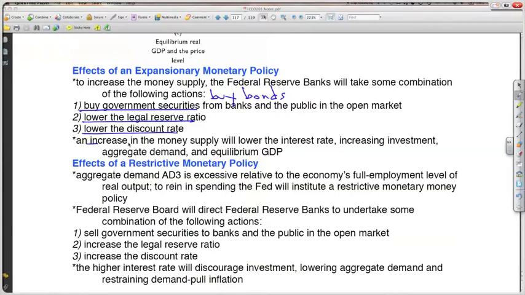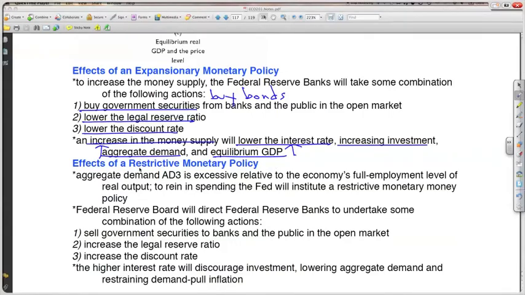So this increase in the money supply is going to lower the interest rate, which we just saw. When you lower the real interest rate, you're going to increase investment. When we have an increased investment, that increases aggregate demand, thus increasing equilibrium GDP.